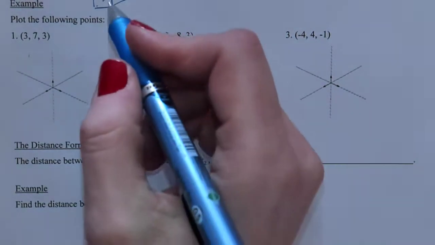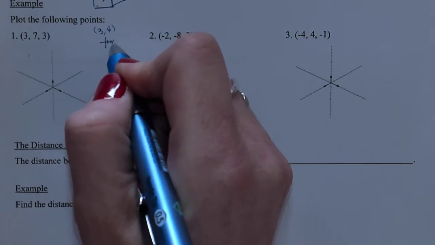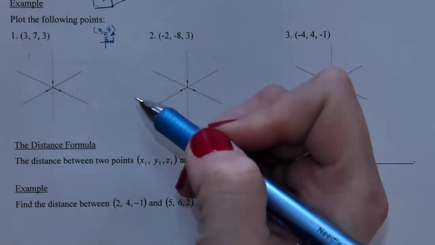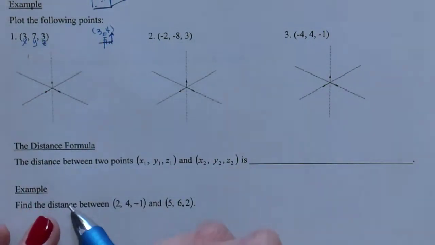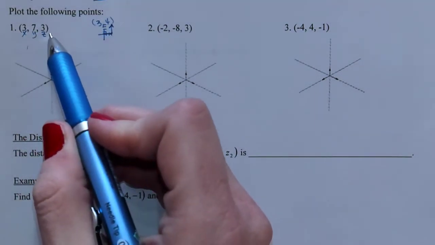So when you were little and I asked you to plot the point (3, 4), this is a path you are taking. You went to the right 3 and then you went up 4 and you put a dot. You followed the path to that dot. We're going to do the same thing here. This is x and then y and then z, and you have to use them in succession. So after you travel 3, then you're going to travel 7, then you're going to travel 3 more.